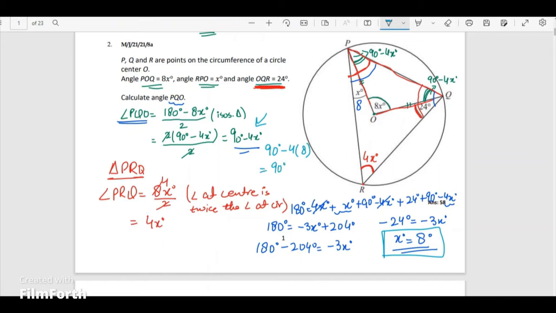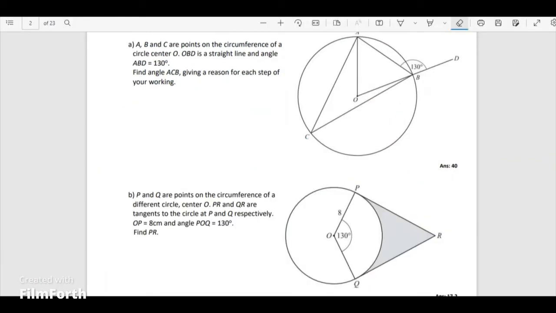So 90 degrees minus 32 degrees would be equal to 58 degrees. That's my final answer. Number 3 now.